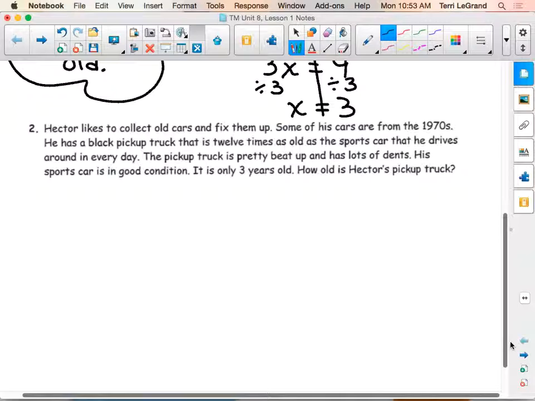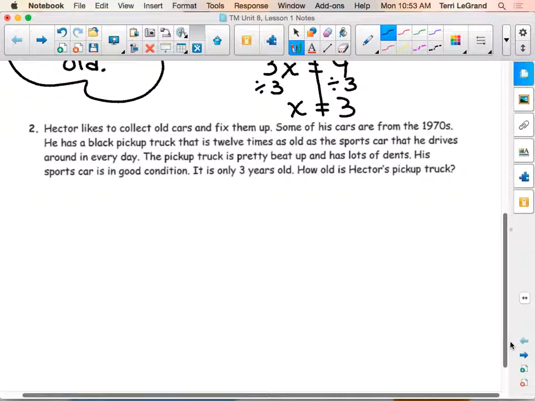Caden, Sam, Sylvia, Sierra, and then I don't know how many will be left. Go, Sam or Hannah. Hector likes to collect old cars and fix them up. Some of his cars are from the 1970s. He has a black pickup truck that is 12 times as old as the sports car that he drives around in every day.